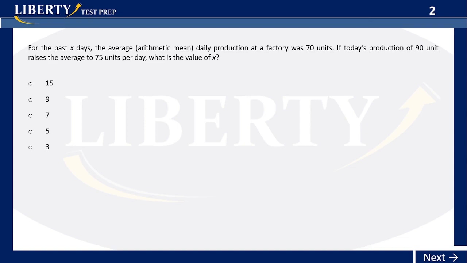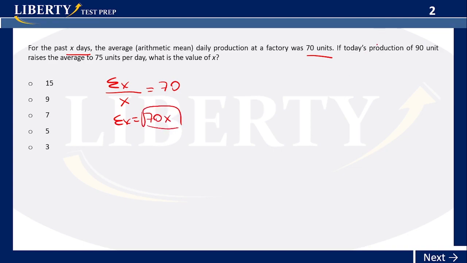Okay, so for the past 6 days, the mean daily production at a factory was 70 units. If today's production of 90 units raises the average to 75 units per day, what is the value of X? So you have X days, and the average production was 70. So the sum of those X days divided by the number of those X days is equal to 70. So actually the sum of those X days would be the same as 70 times X.